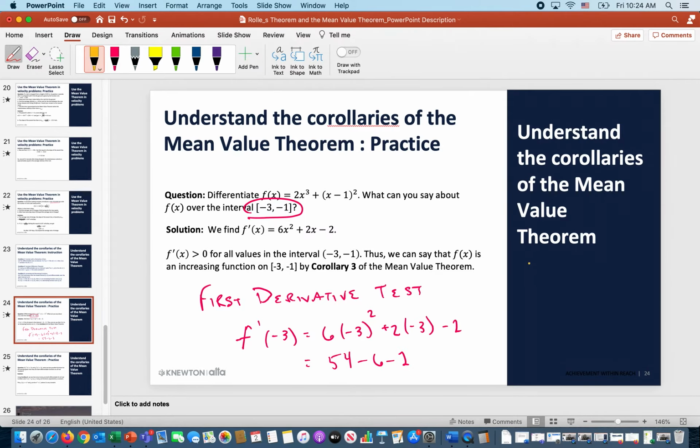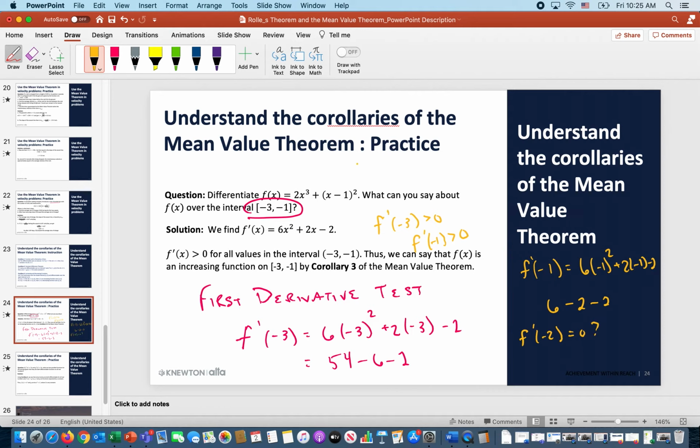And then if I look at the value of the derivative at negative 1, f prime of negative 1, 6 times negative 1 squared plus 2 times negative 1 minus 2. So here we have 6 minus 2 minus 2. The derivative in both of these instances is positive. So if f prime of negative 3 is greater than 0 and f prime of negative 1 is greater than 0, is it possible for f prime of negative 2 to be equal to 0? Is that a possibility?